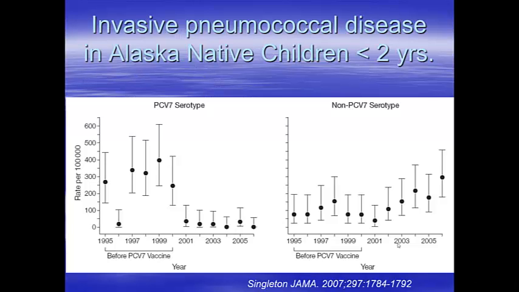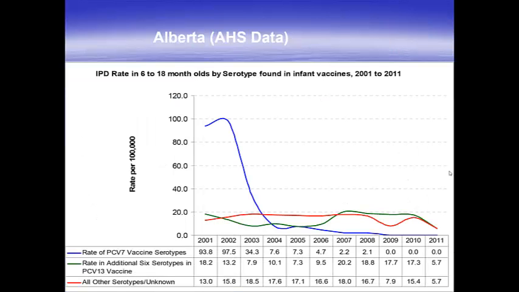Here's some more data. After introduction of the vaccine, you see a drop in the 7 serotypes that are contained in the vaccine. However, the strains that are not contained in the vaccine seem to be increasing. This is called serotype replacement. Here's similar data from Alberta. We're seeing in the blue line the serotypes contained in the PCV7, or the 7-valent pneumococcal conjugate vaccine, decreasing after introduction of the vaccine program. And in green, we're looking at strains that weren't contained in the 7-valent conjugate vaccine, and they may be rising somewhat over this time period.